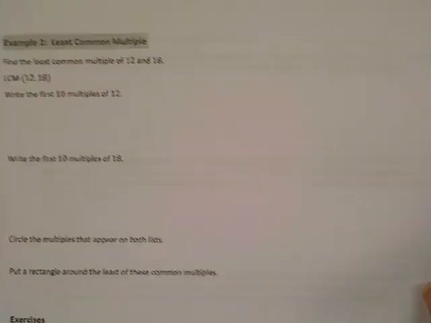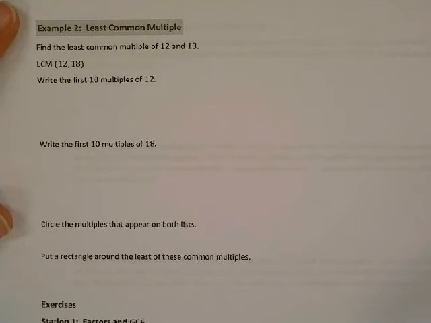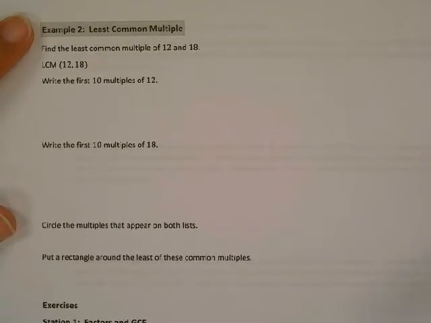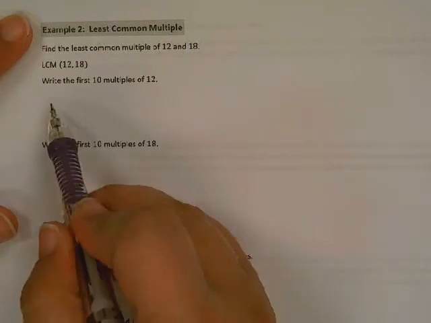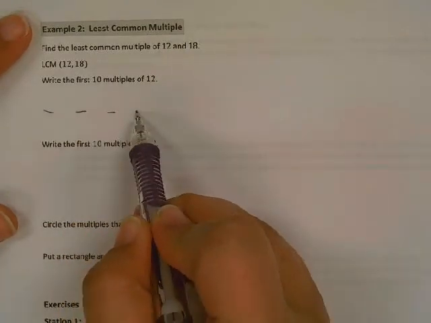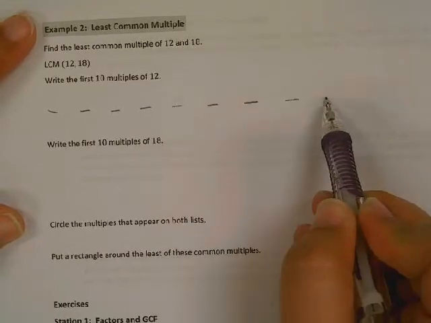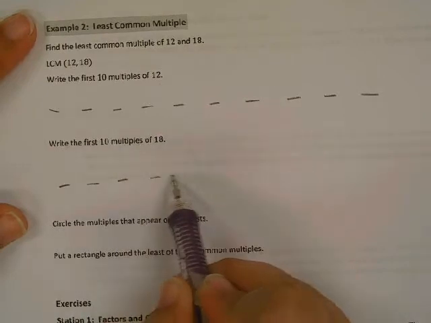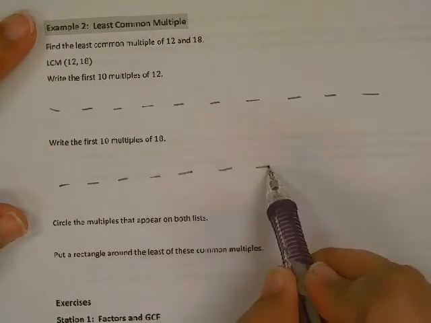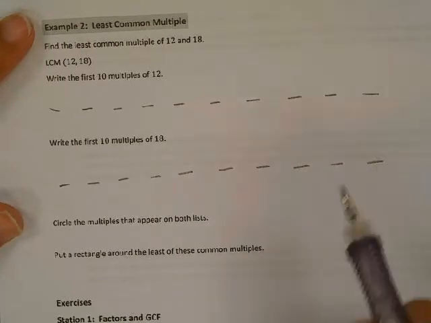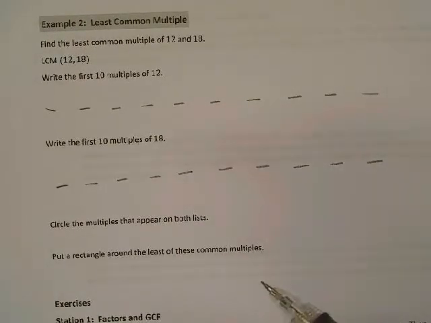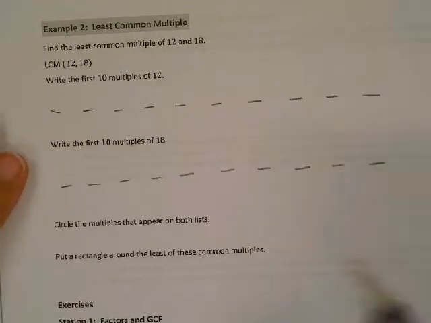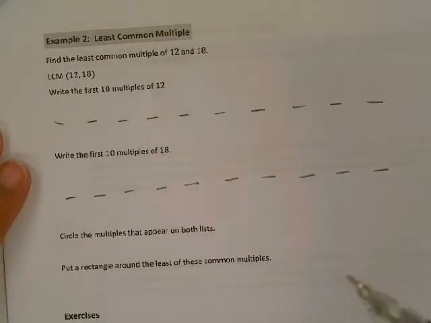We're going to go to example 2, and we're going to find the least common multiple of 12 and 18. It's asking us to list out the first 10 multiples of 12 and the first 10 multiples of 18. Now, you may need a calculator for this if you don't know how to skip count by 12s and 18s, and that's fine. Skip counting is the same as repeated addition, so you would just keep adding those numbers together.